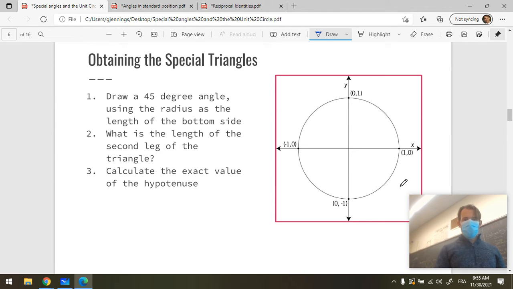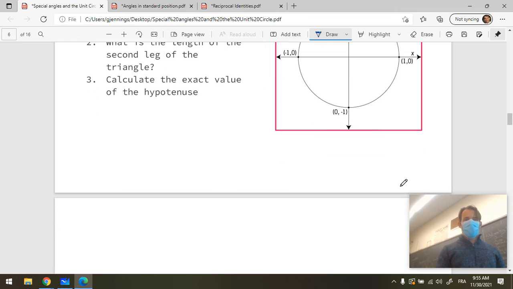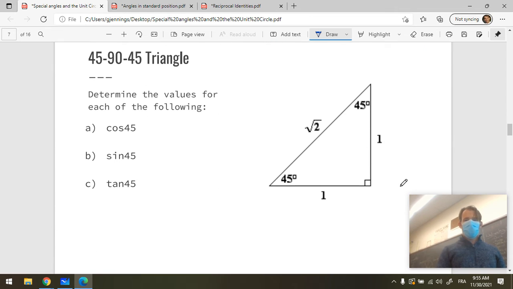So to create the special triangles, if we look at the 45-90-45 triangle, here's an angle 45 degrees. I know that this side should be 1, and that side should be 1. And if this is 1, and that's 1, then this side here would be 1 squared plus 1 squared. 1 squared is 1. So 1 plus 1 is 2. And this side here would then be the square root of 2.